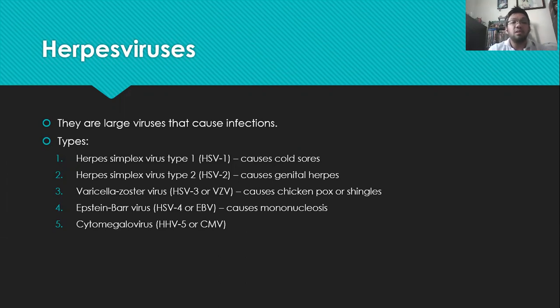We also have herpes simplex virus type 2, HSV type 2, which is the one that causes genital herpes. This is the sexually transmitted infection. So that is one of the viral infections that can cause STD or STIs. Number 3 is varicella zoster virus, or the HSV type 3, or the VZV. This is the one that causes chickenpox or its sequelae.